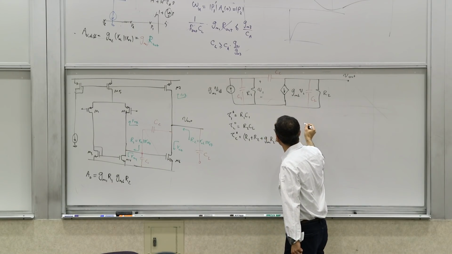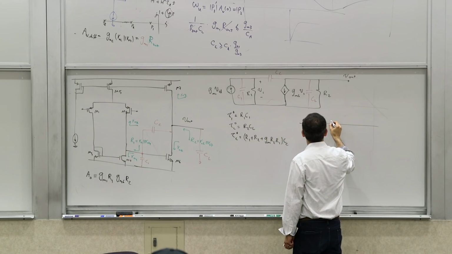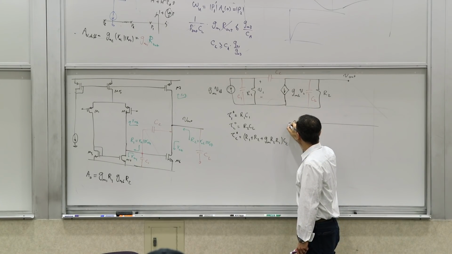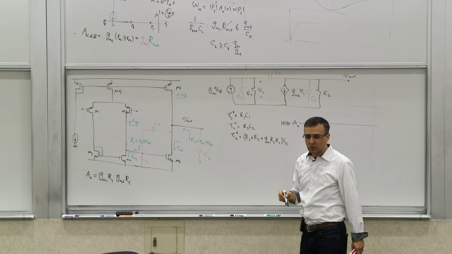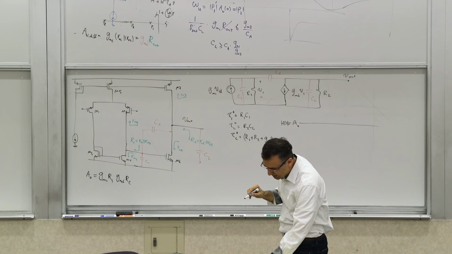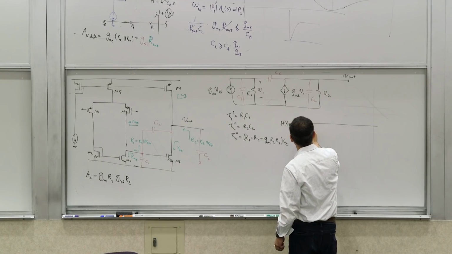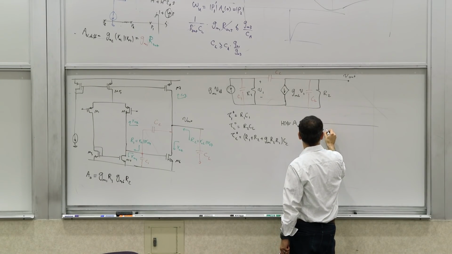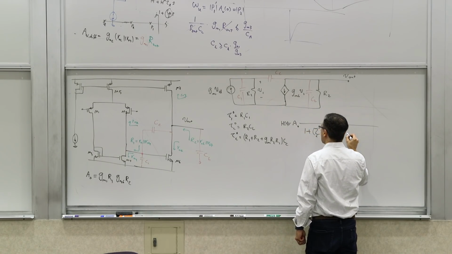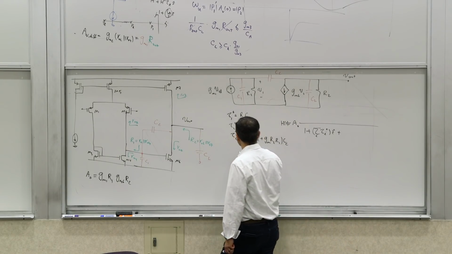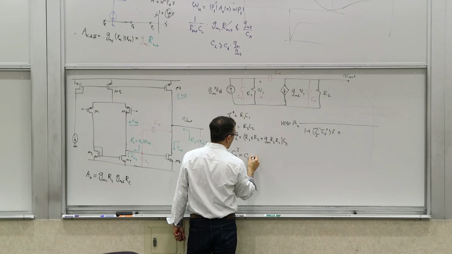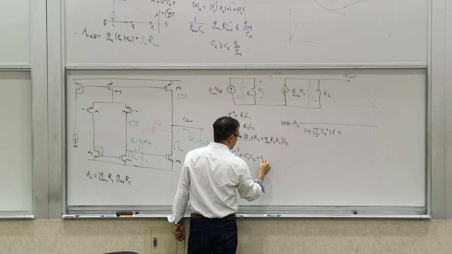So basically what you end up with is something like this. The transfer function H of S is A0 times, in the denominator, 1 plus the sum of the 3 zero-value time constants times S, plus, if you remember, we defined this thing which we called C delta squared, which was the sum of the 2-way products of the capacitors.